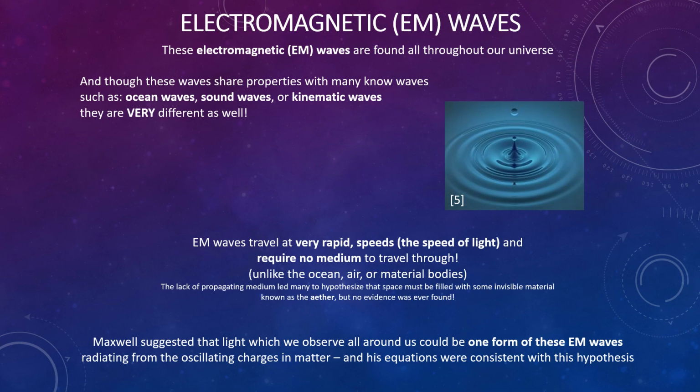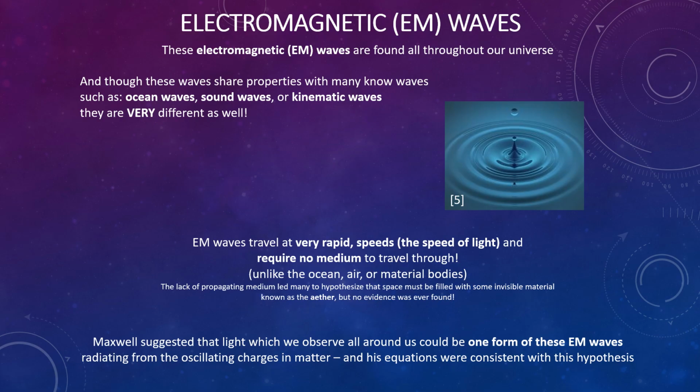Electromagnetic waves are everywhere in our universe. There are radio waves passing through you right now from talk radio stations, from your Bluetooth, in your phone, in your computer. Your phone is even connecting right now and sending and receiving electromagnetic waves. These electromagnetic waves share a lot of the properties of waves you already know about, like ocean waves and sound waves, or like kinematic waves in a rope that you're moving up and down. But electromagnetic waves are also very different.